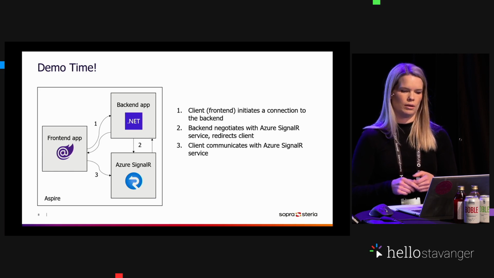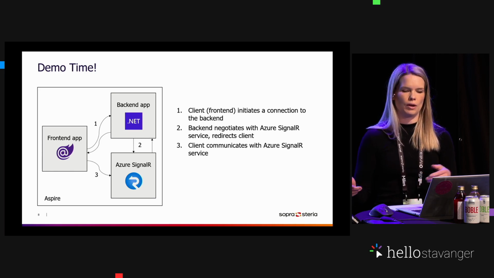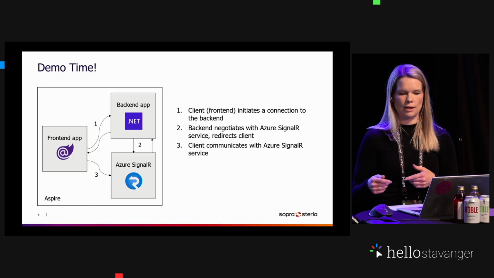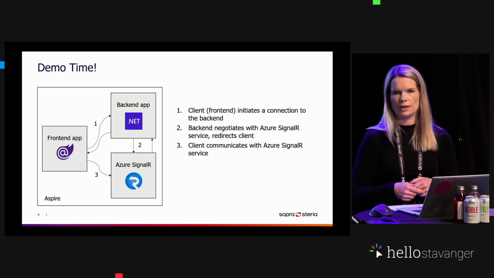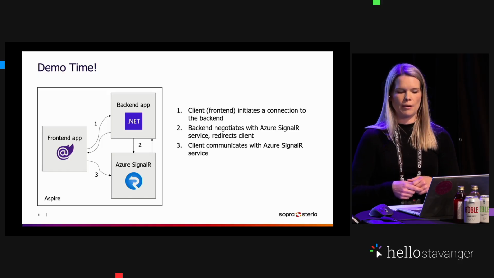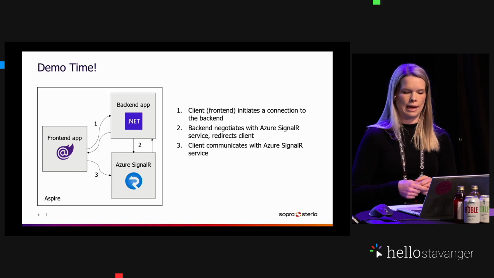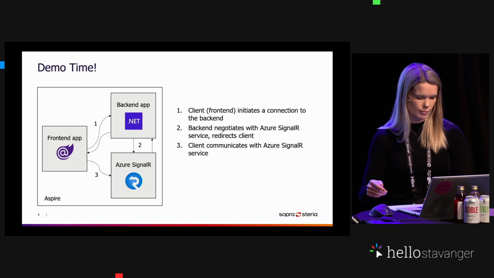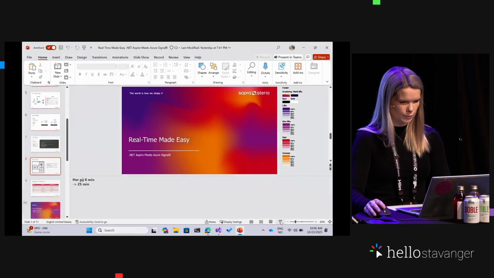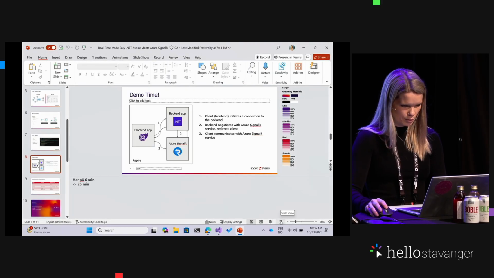So the flow of the communication with the Azure SignalR service will be that the client initiates the connection to the backend. The backend negotiates with Azure SignalR service and redirects the client. And from there on out, the client will communicate directly with Azure SignalR service. Okay, to the most exciting part then.